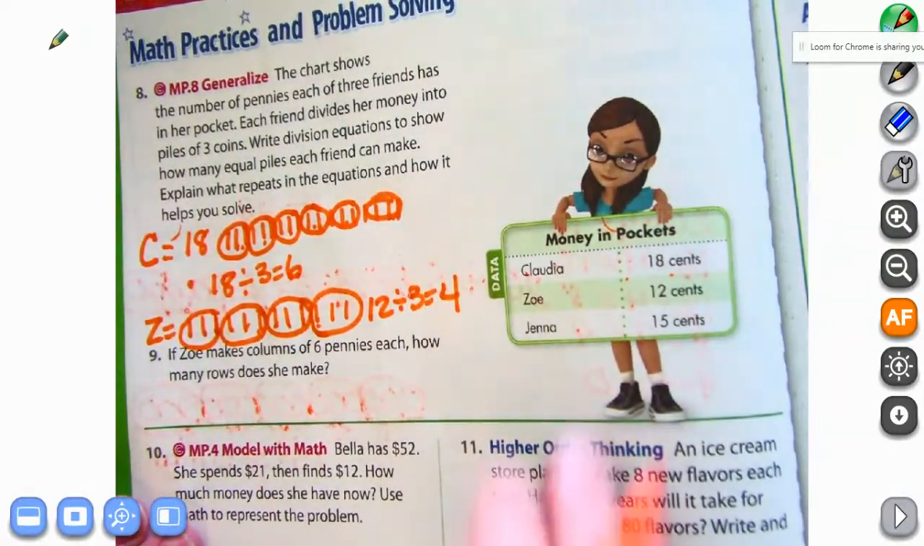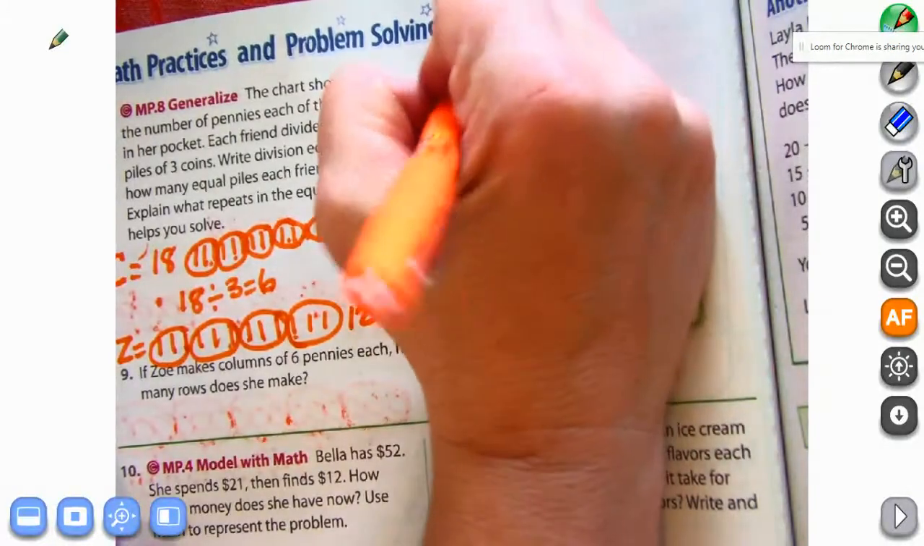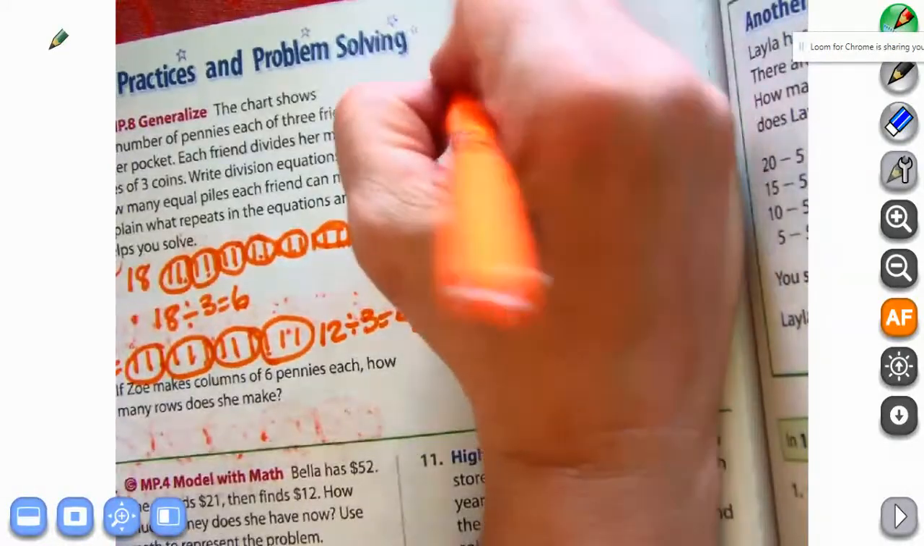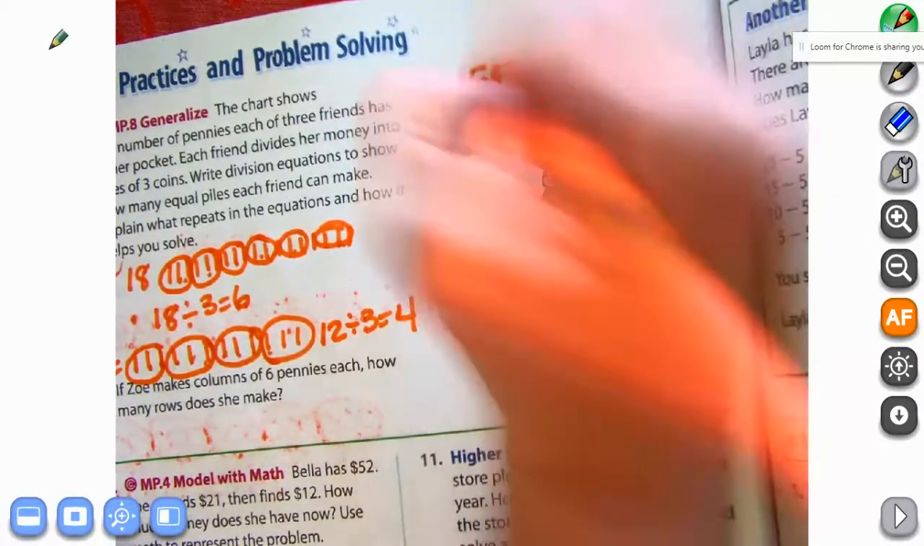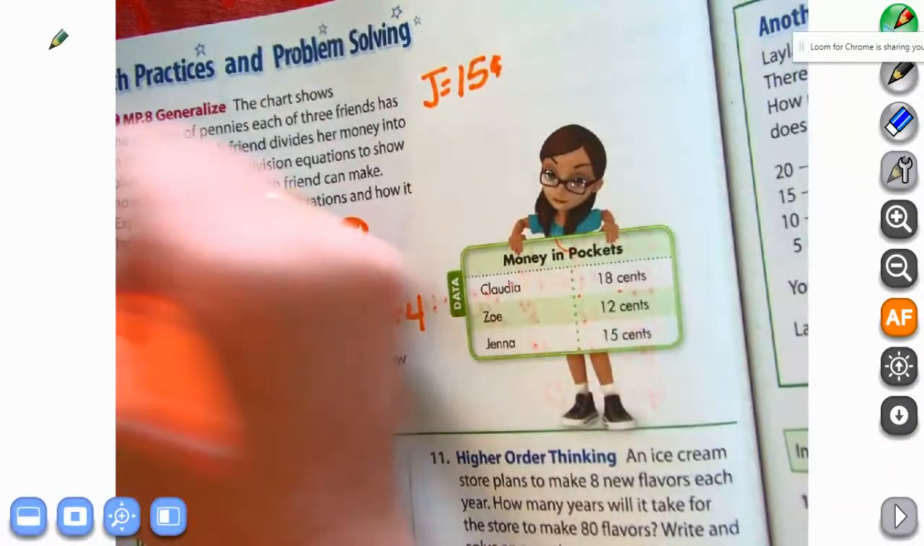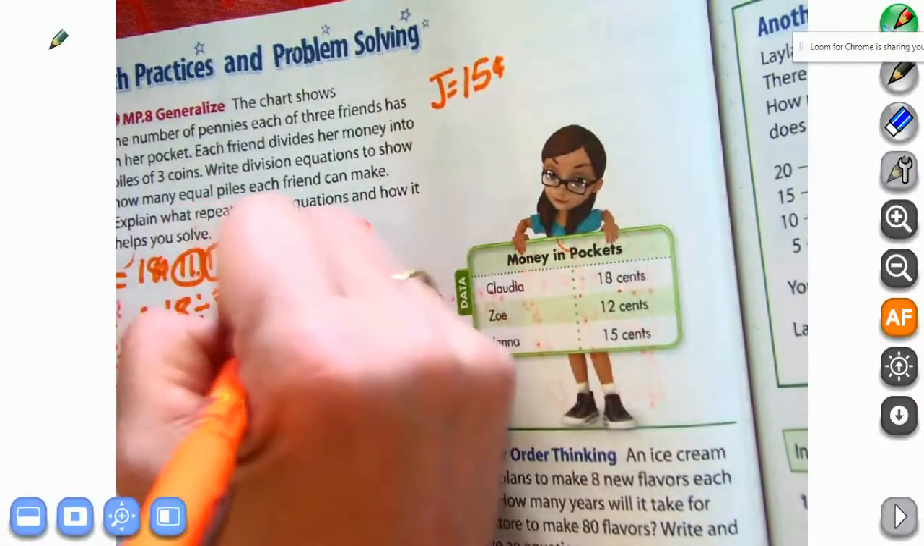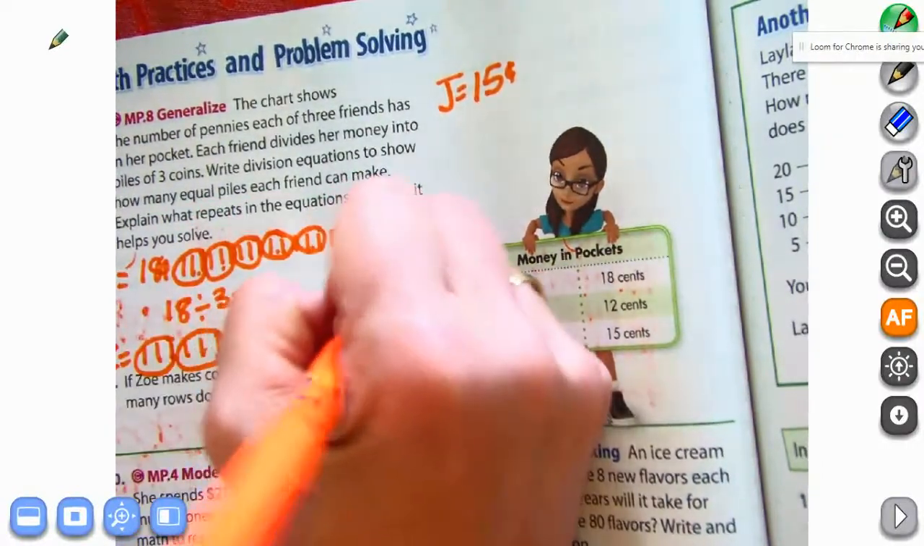And then let's take Jenna's up here. I'm going to put Jenna up here. J for Jenna. Jenna has 15 cents. Okay. Well, I should probably put cents behind these, huh? 12 cents. Where can I put it? 12 cents, I guess. There we go. Okay, so we're going to make 15.